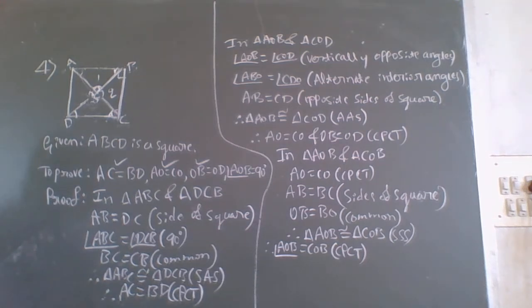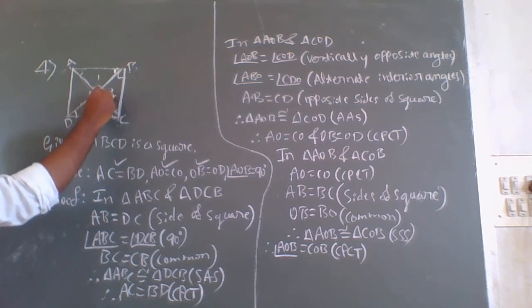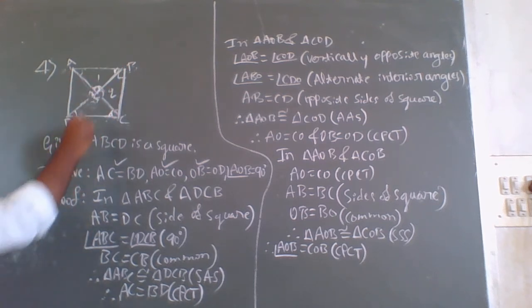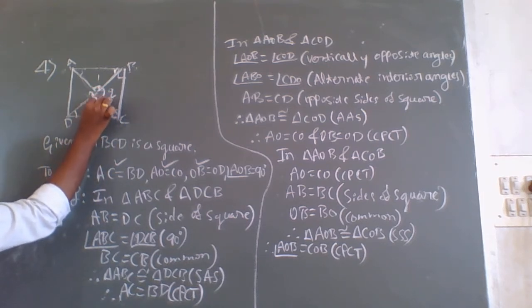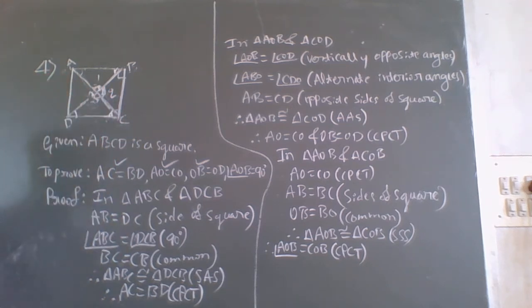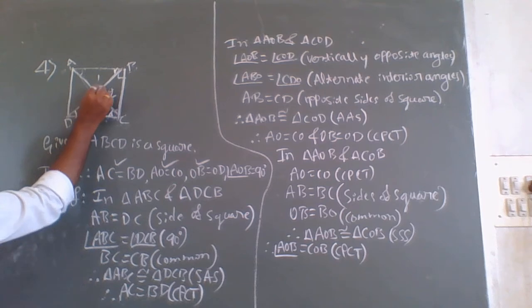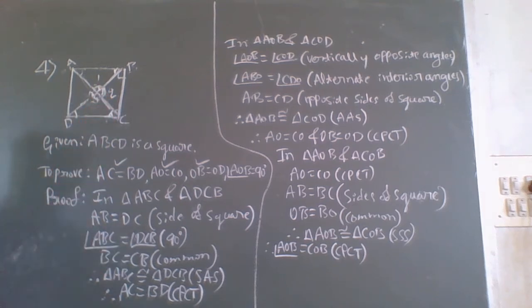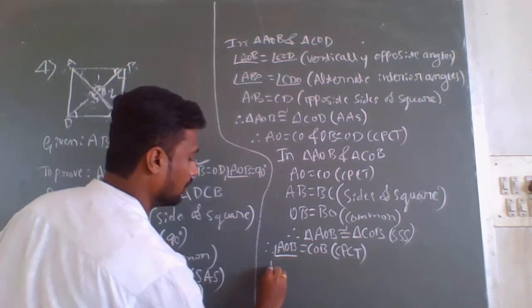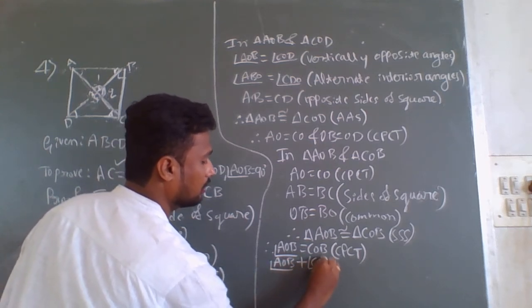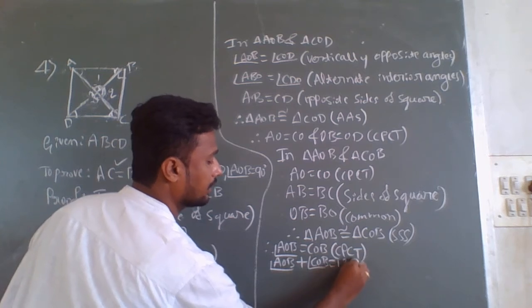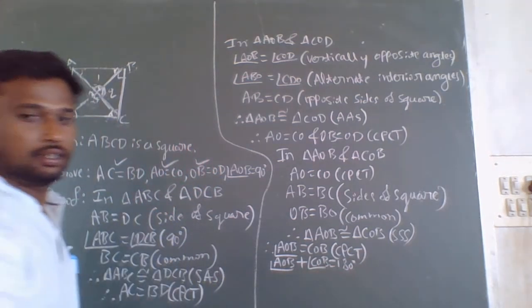So now we know that angle AOB plus angle COB is equal to 180 degrees. How? These two angles, this angle 1 and this angle 2 here, are on the same line AC. Means because of linear pair, if you add these two angles, what should you get? 180 degrees. Therefore, angle AOB plus angle COB is equal to 180 degrees by linear pair.